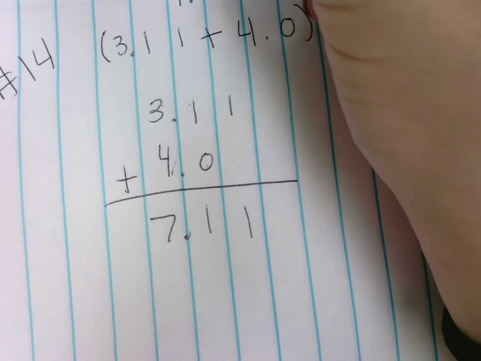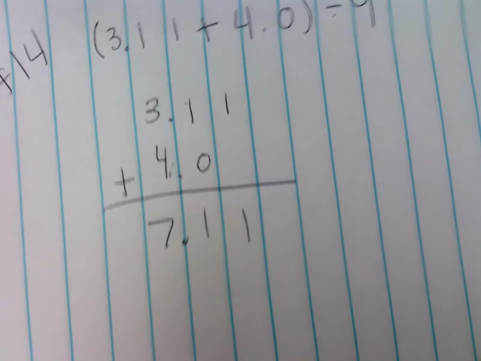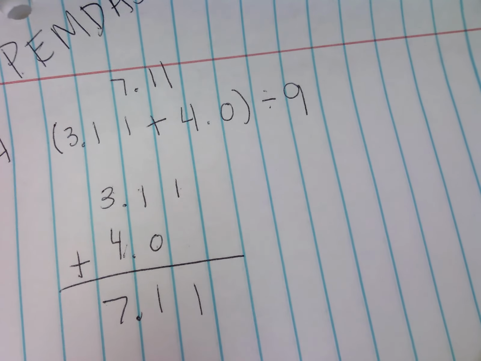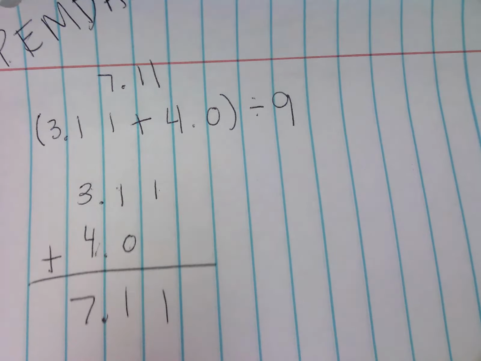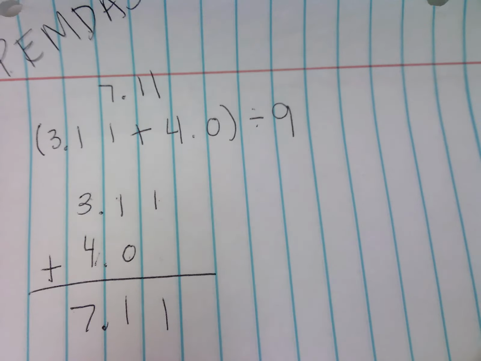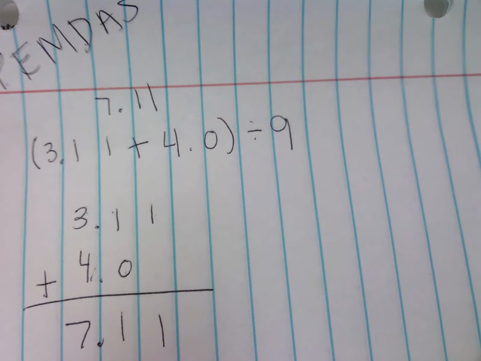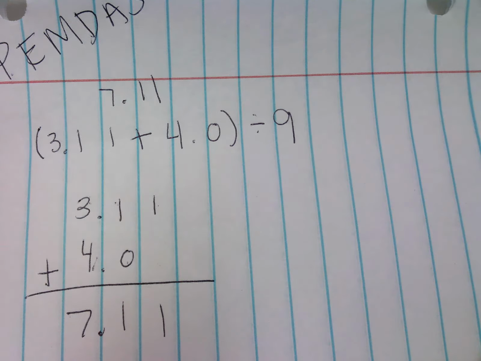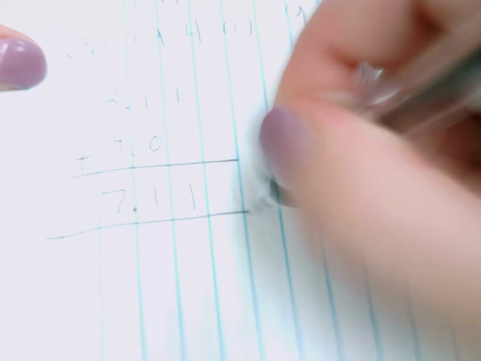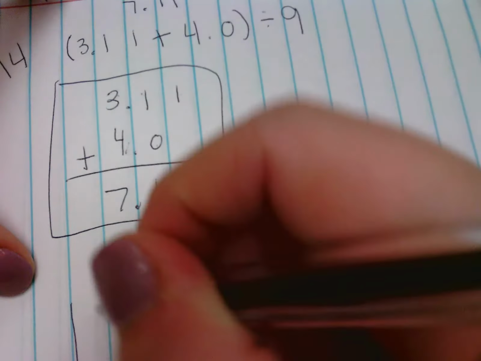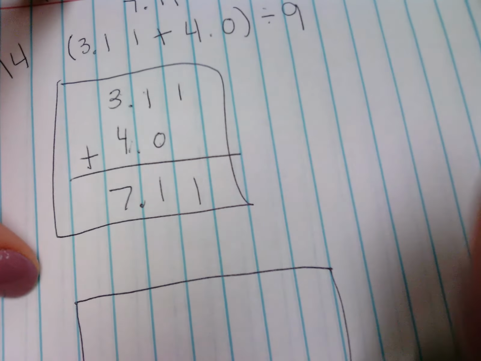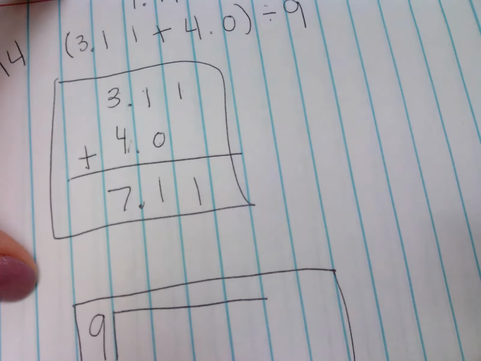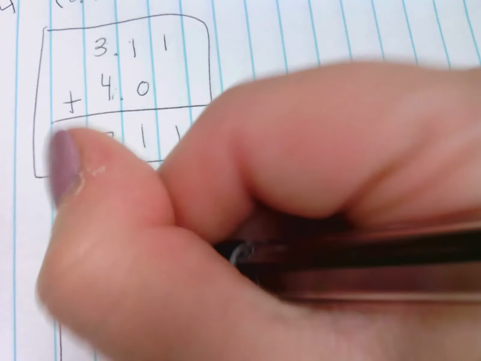All right, so that is my answer to 3.11 plus 4.0. Now I need to do 7.11 divided by 9. All right, so now I'm going to line it up. This was my step 1. This will be my step 2. And it is 9 and then 7.11.